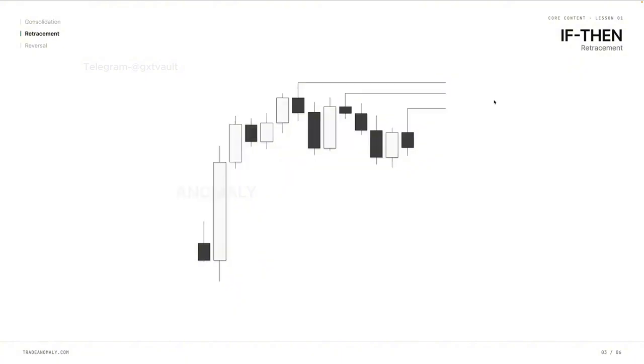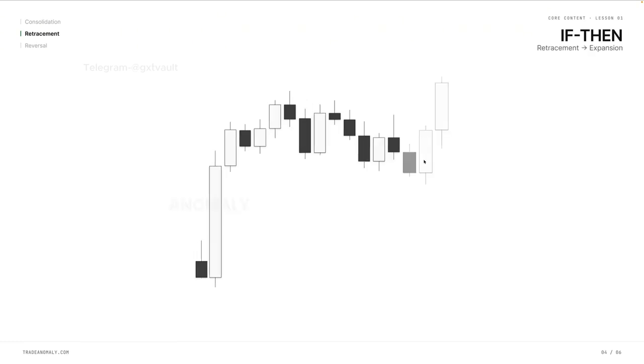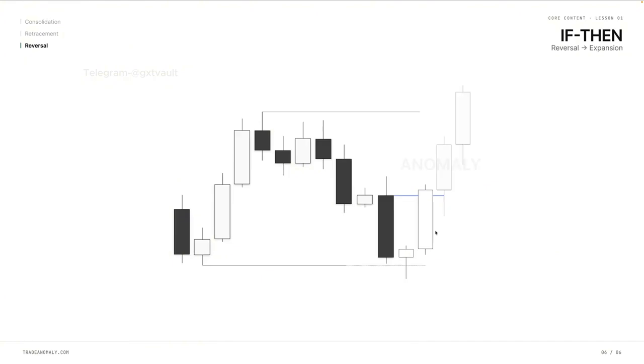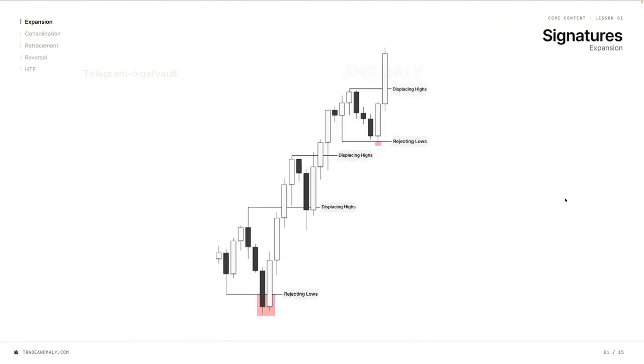So now let's go over the if-then statement for retracement. Like I said, every single phase of price starts with expansion. As you can see, price expands, it retraces. What will happen next? It will expand. Now let's go over the if-then statement for reversal. If price trades into a relevant level and prints a reversal signature, what should follow? Expansion.